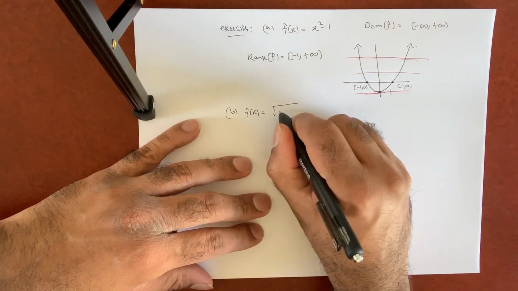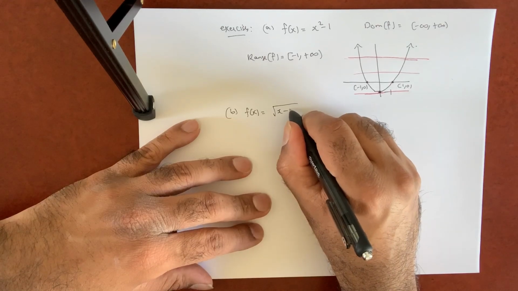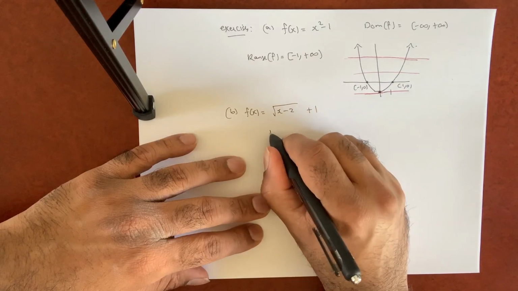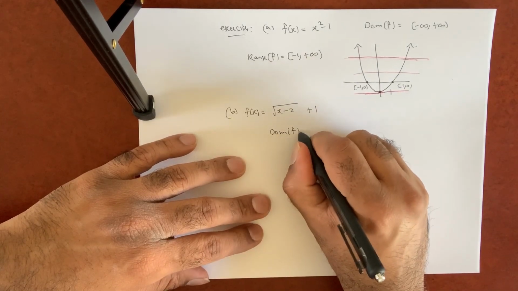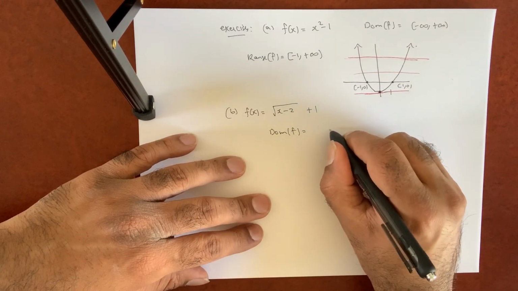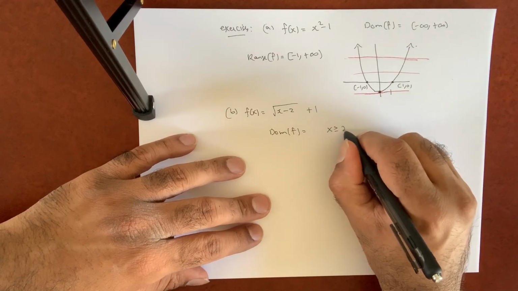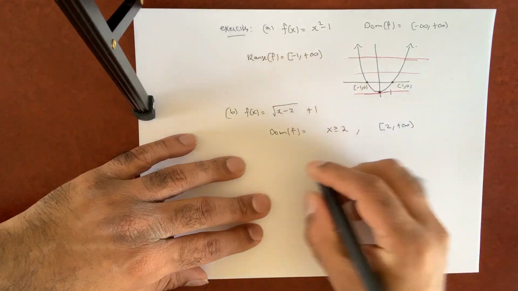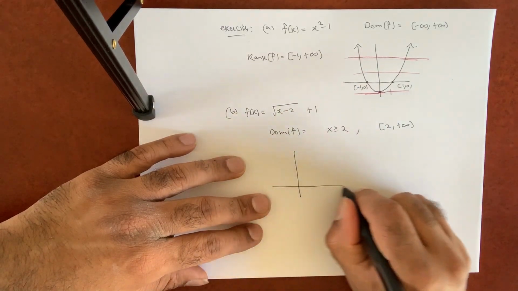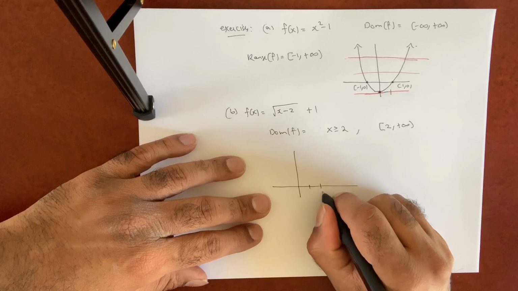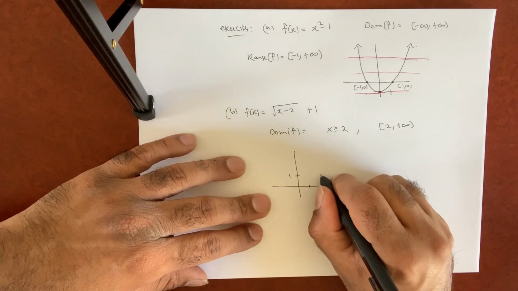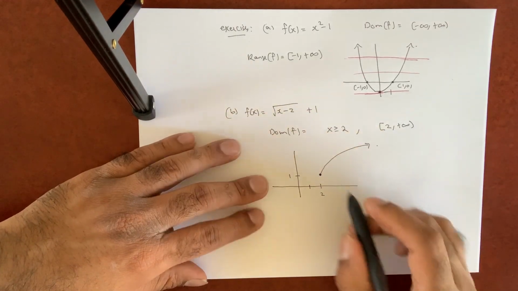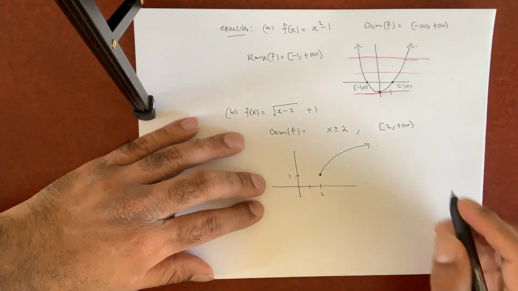The next exercise was to take the square root of x minus 2 and then add 1. And here you can check that the domain, well, you need x minus 2 to be at least 0, so it's everything larger than or equal to 2, or 2 to positive infinity. And hence, if you plug in 2 here, and then go to 1, you'll get a point right here, and that's sort of your starting point, and you get this sort of shape.